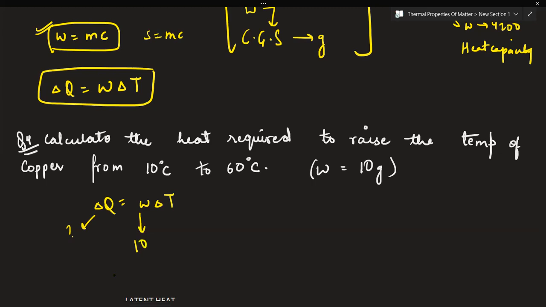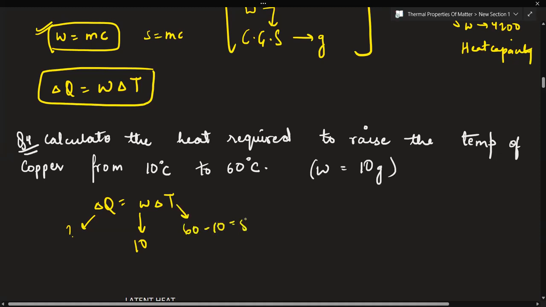Yes, Akifa. What is the change in temperature, delta T? 60 minus 10, that is 50. So delta Q will be 10 multiplied by 50. Since this was in grams and this is in degree Celsius, we'll be getting the answer in CGS unit only. For heat, the CGS unit is calorie. So this is 500 calories. Are these four terms clear to all of you? Yes, ma'am.